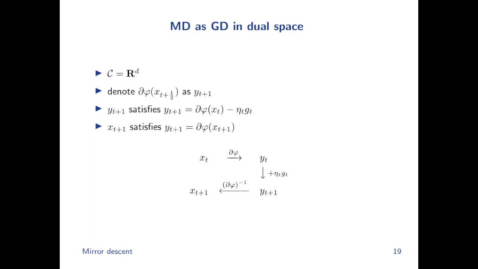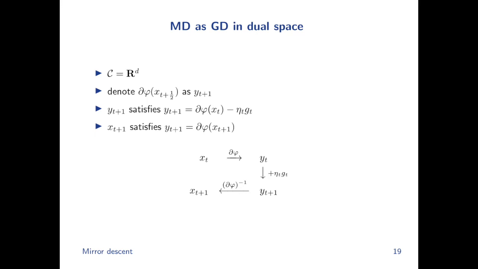Okay, this may not be feasible, but I should say this whole view that I'm presenting here is simplified. I'm taking the view that the feasible set is just the whole R^d. So if I take this x sub t plus a half, this intermediate iterate, and I pass it through the gradient map, now it's something in the dual space because I passed it through the gradient map. And I'm going to call this quantity y sub t plus 1.